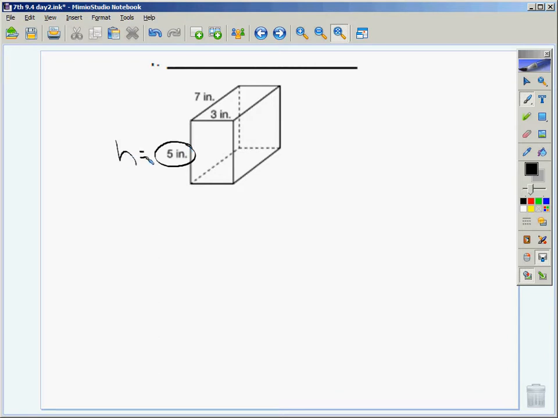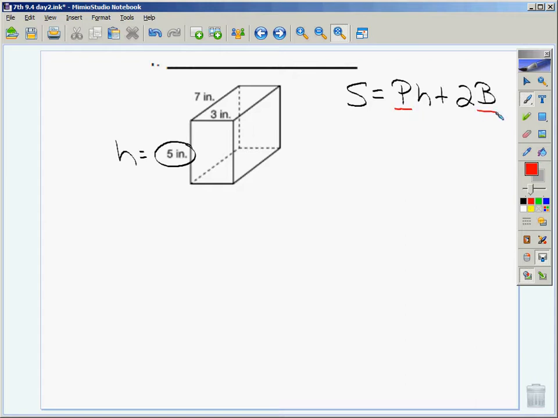Everybody with me that far? It would not have mattered if I'd used 3 or if I'd used 7. It would have made no difference in this problem because it's rectangular. The surface area is equal to pH plus 2B.